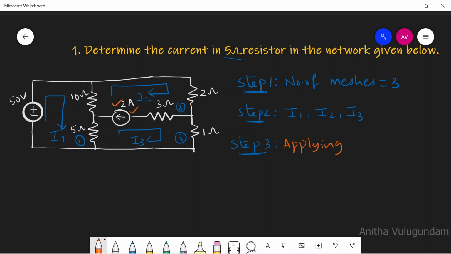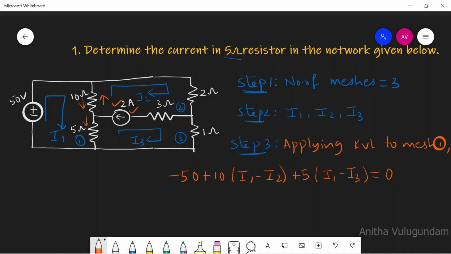Applying KVL to mesh 1, we can write minus 50 plus 10 into (I1 minus I2), because in the 10 ohm resistor I1 is flowing in this direction and I2 is flowing in the reverse direction, plus 5 into (I1 minus I3) equal to 0. In the 5 ohm resistor, I1 is flowing in this direction and I3 is flowing in the reverse direction. I can rewrite this as 15 I1 minus 10 I2 minus 5 I3 equal to 50. Let this be equation number 1.